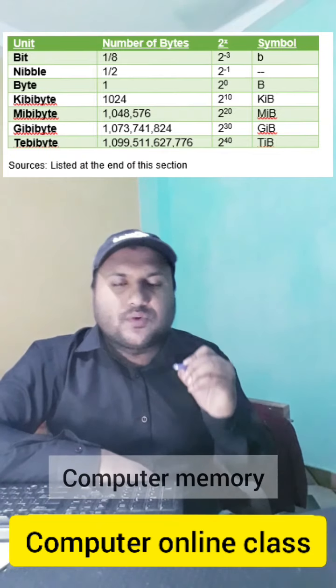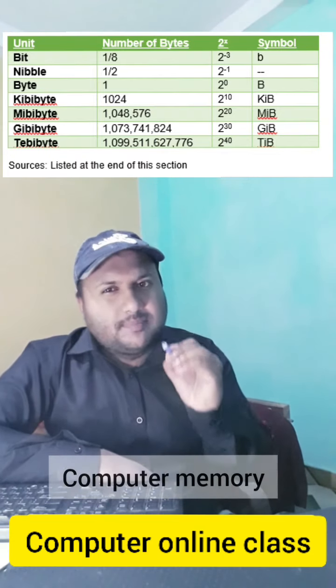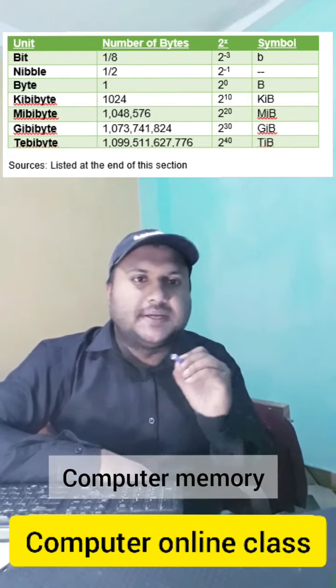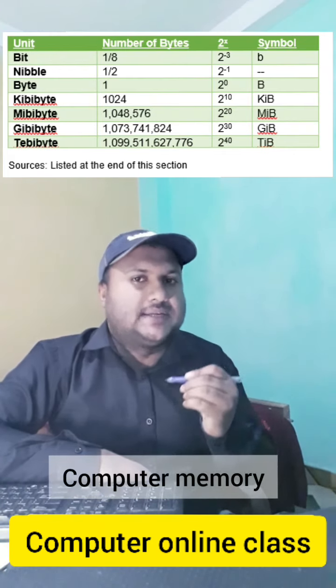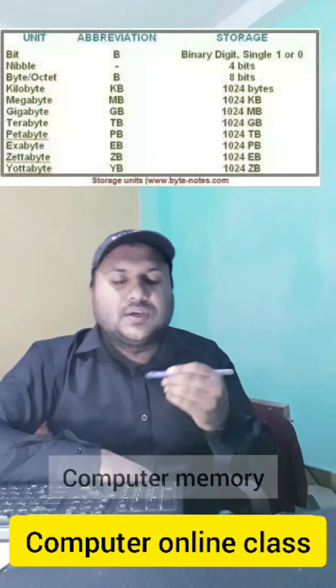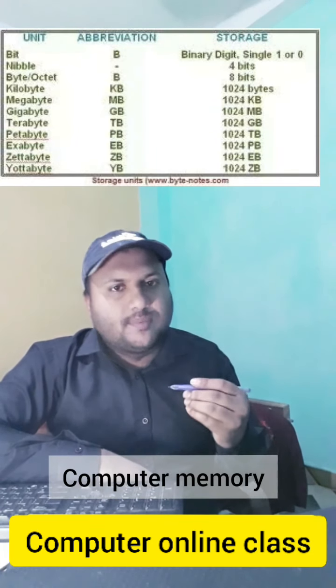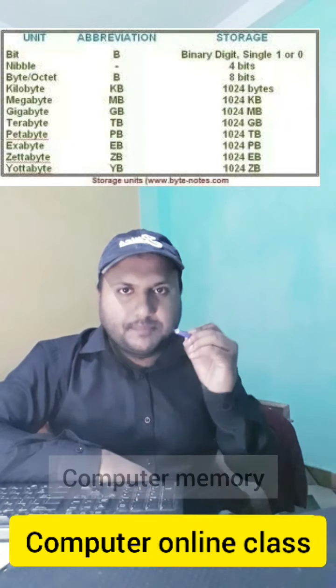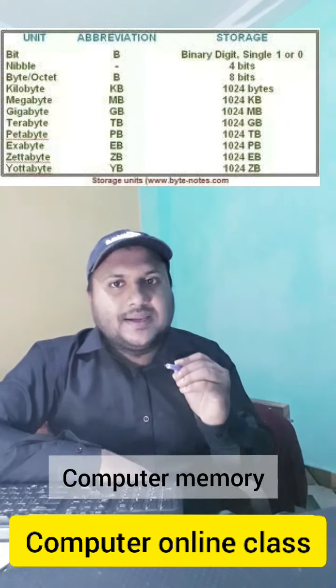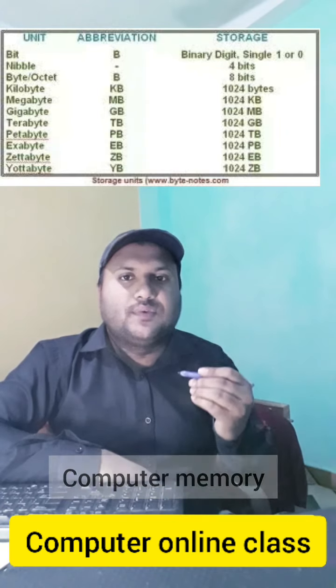One nibble is equal to 4 bits. One byte is equal to 8 bits and 1 kilobyte is equal to 1024 bytes. 1 megabyte is equal to 1024 kilobytes, 1 gigabyte is equal to 1024 megabytes, and 1 terabyte is equal to 1024 GB.